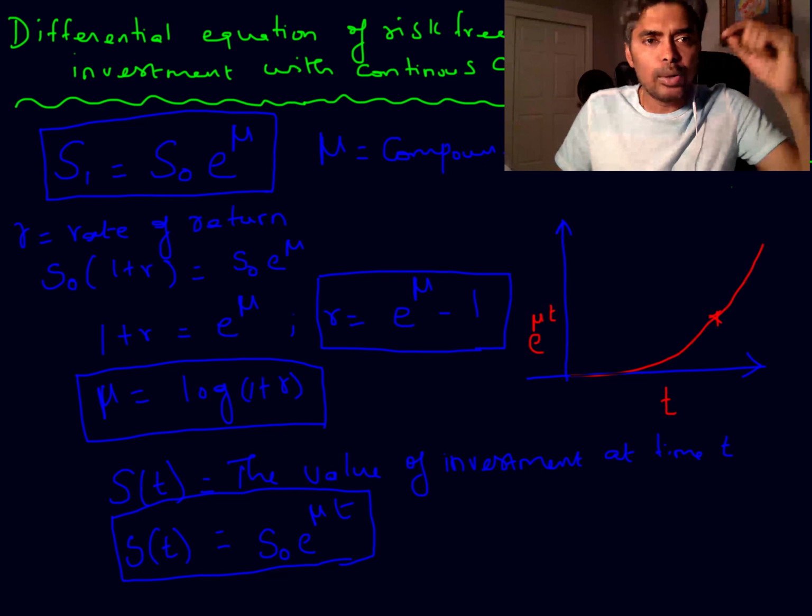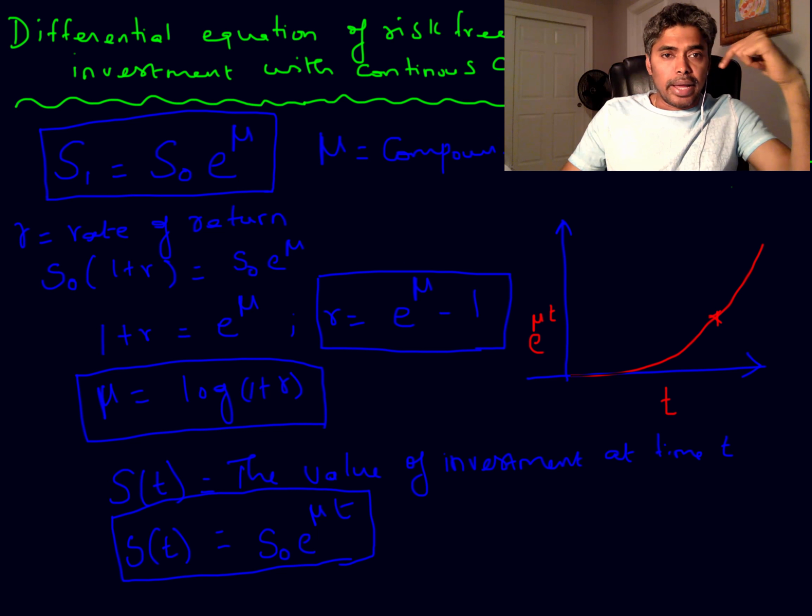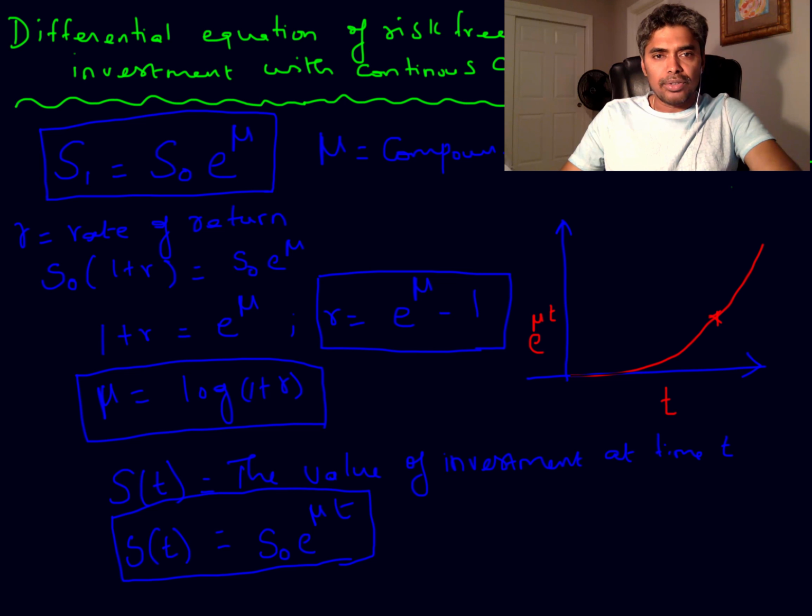Hello, in this video I'm going to derive the differential equation of a risk-free investment with continuous compounding. In the previous video, we have seen that S1 is equal to S0 times e to the power mu, where mu is the compound rate of the investment S0, the initial investment. Also, I want to introduce a few other variables which will be useful for the future videos.